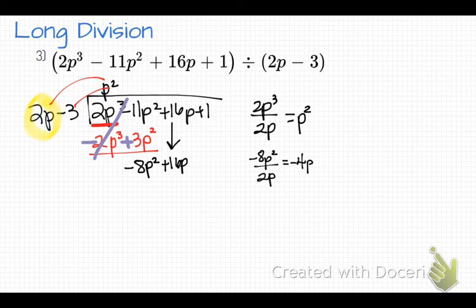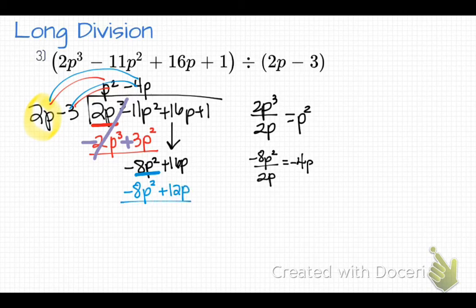Okay, so that's going to come up because my new first term is negative 8p squared. So I'm going to multiply through. 2p times negative 4p is negative 8p squared. Negative 3 times negative 4p is what? Positive 12. Negative 3 times negative 4 is positive 12p.